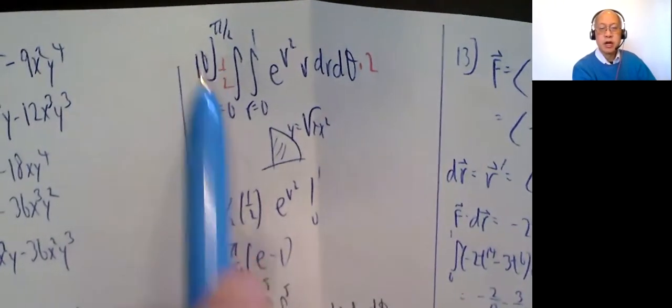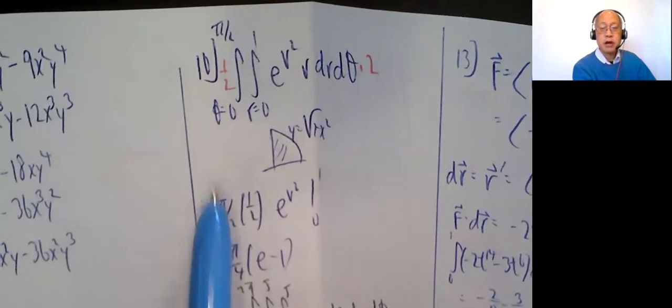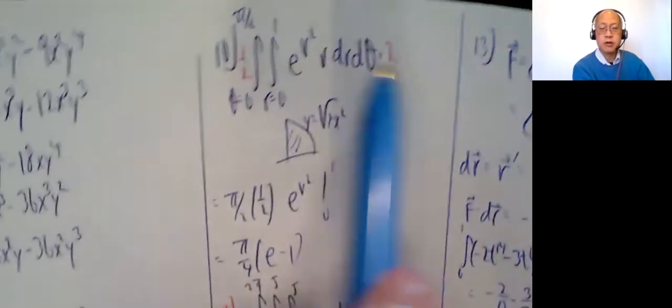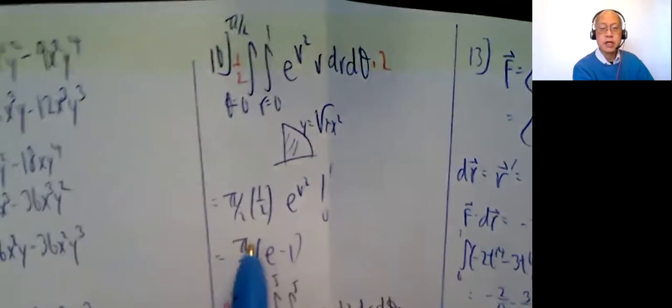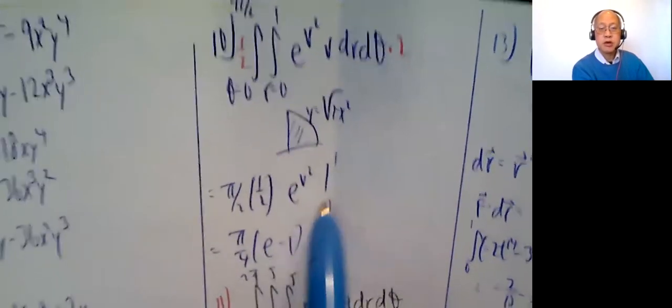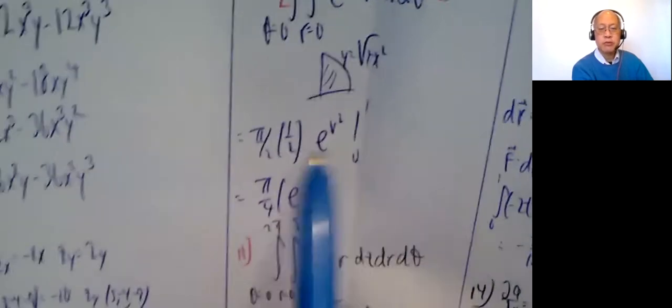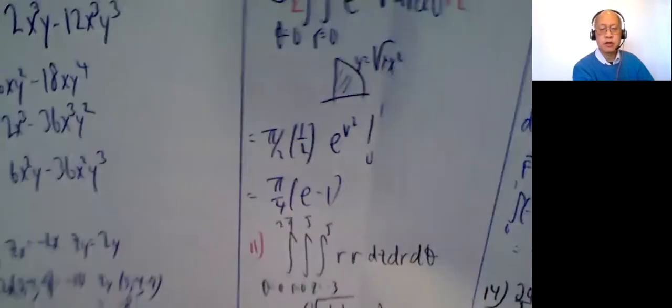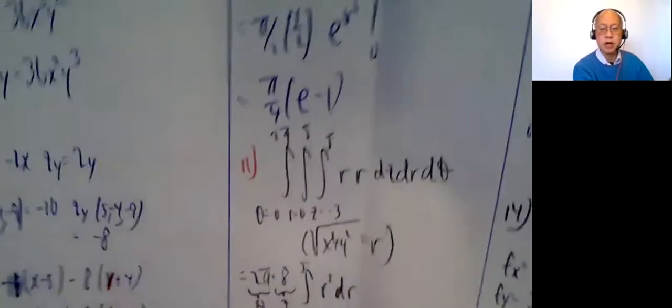So I have, see, pi over 2 is the length of the theta interval. There's no theta involved here. So pi over 2 times a half, e to the r squared from 0 to 1. So pi over 4, plug in 1, you get e, plug in 0, you get 1. So pi over 4 times (e minus 1).